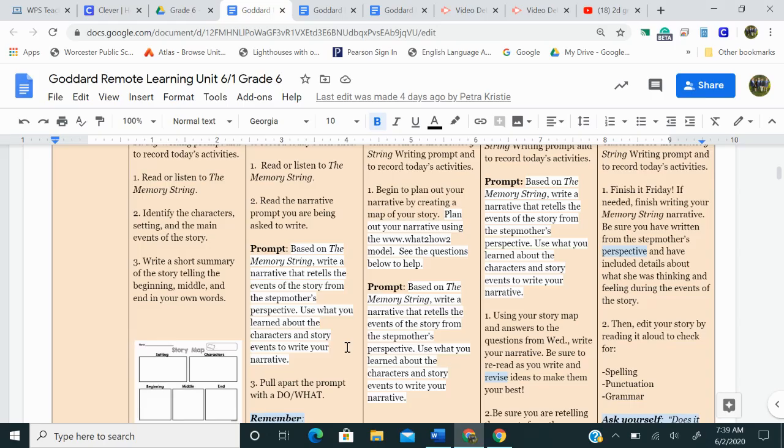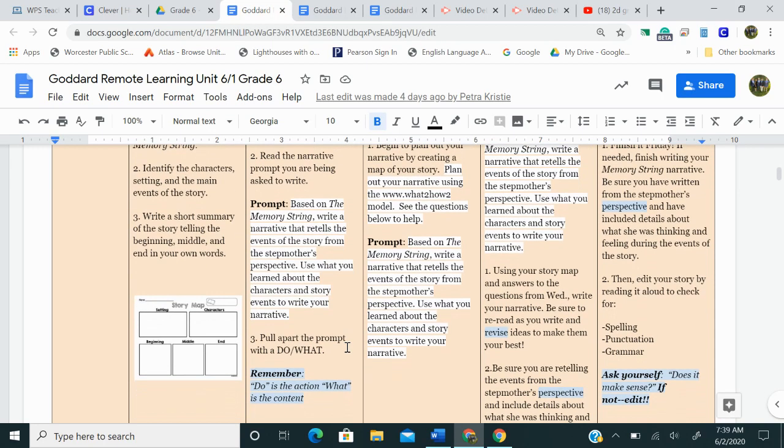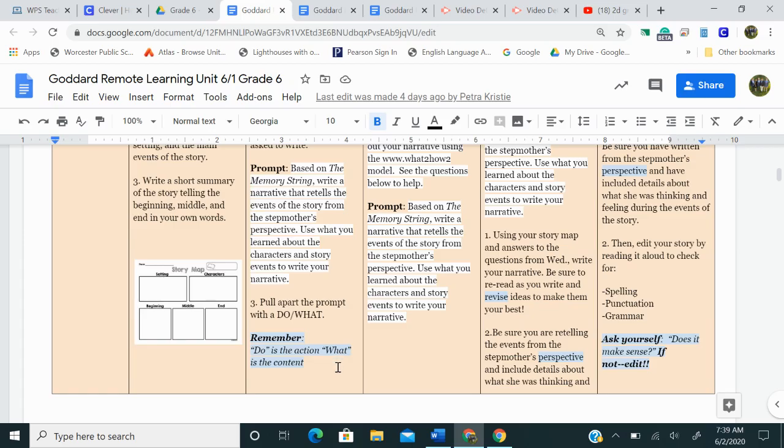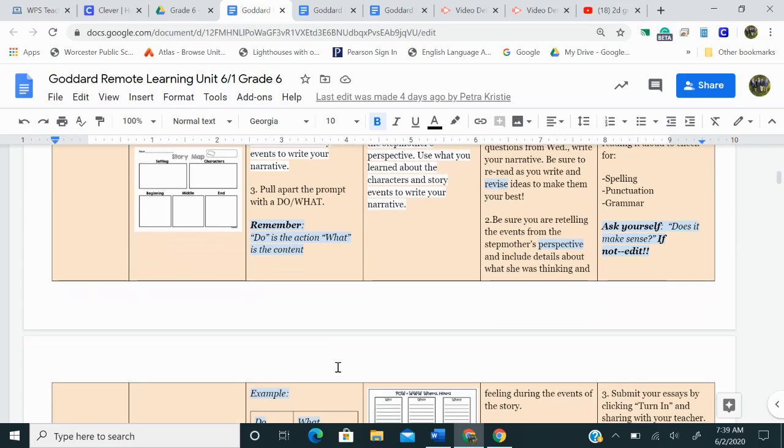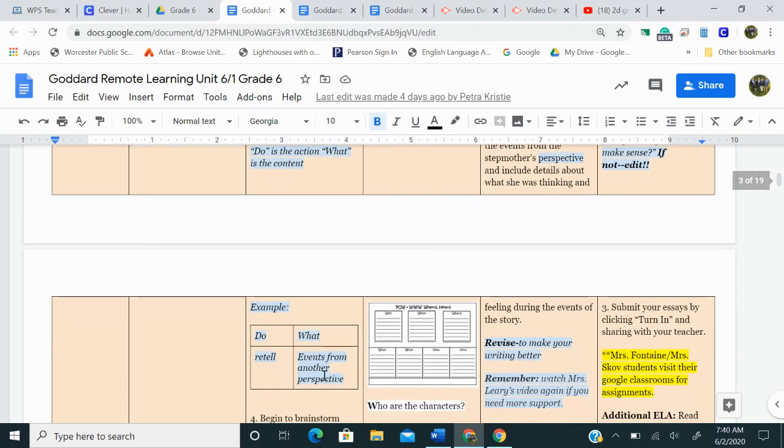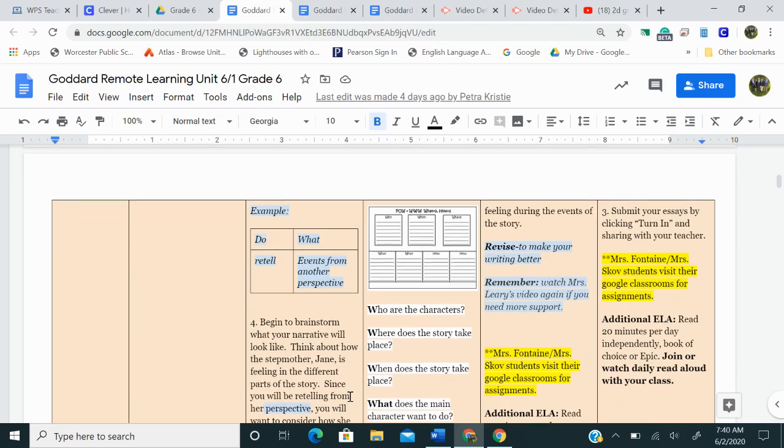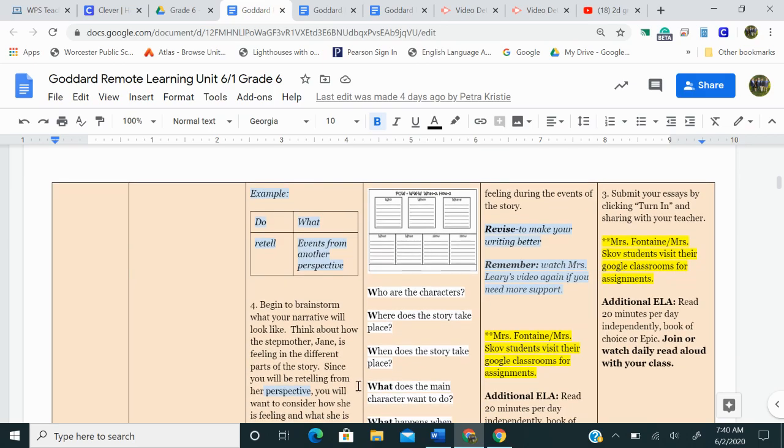3, pull apart the prompt with a do what. Remember, do is the action and what is the content. Here is an example. Do retell what events from another perspective. 4, begin to brainstorm what your narrative will look like.